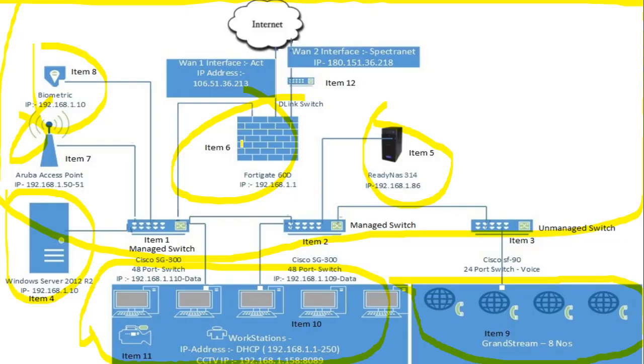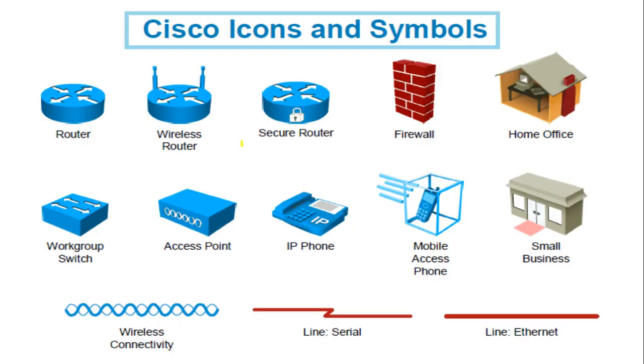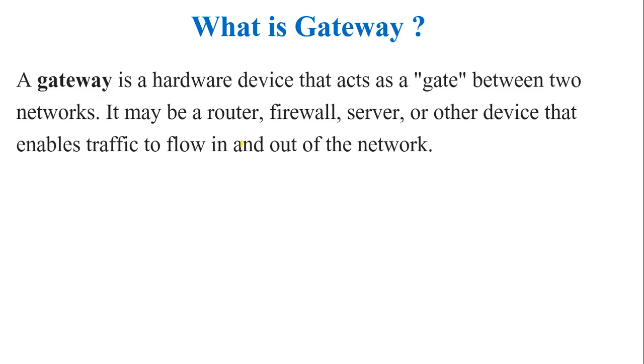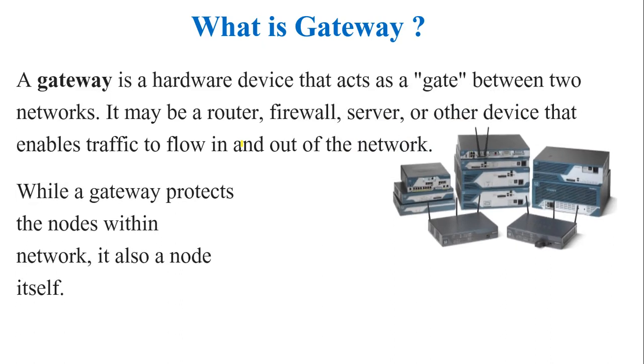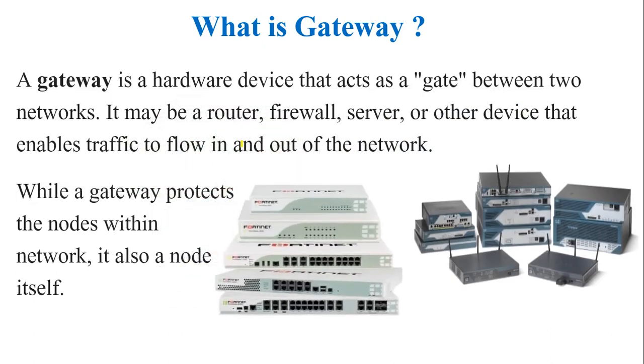And these are the devices I spoke about in the previous video. You should know the reason and the use of these devices. And yes, the gateway is very important. I spoke about it also. A gateway is nothing but a gate between two networks, and it can be either a router, a firewall, or any server you can deploy. I will be using a router as the gateway in this scenario.